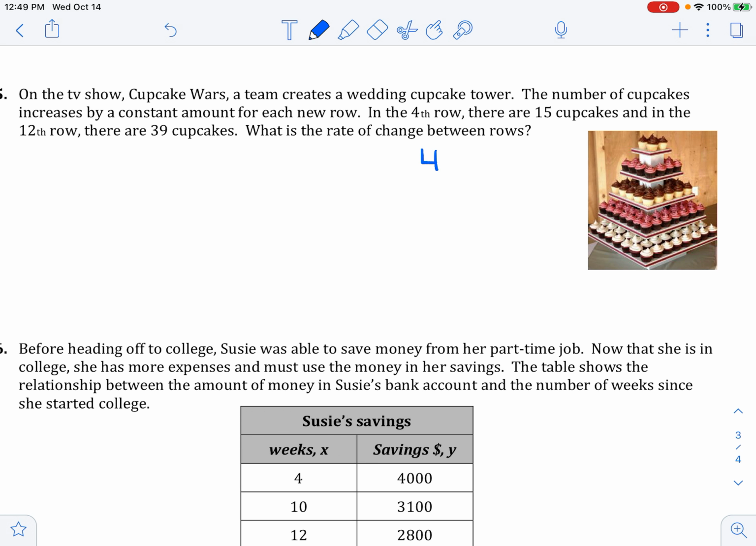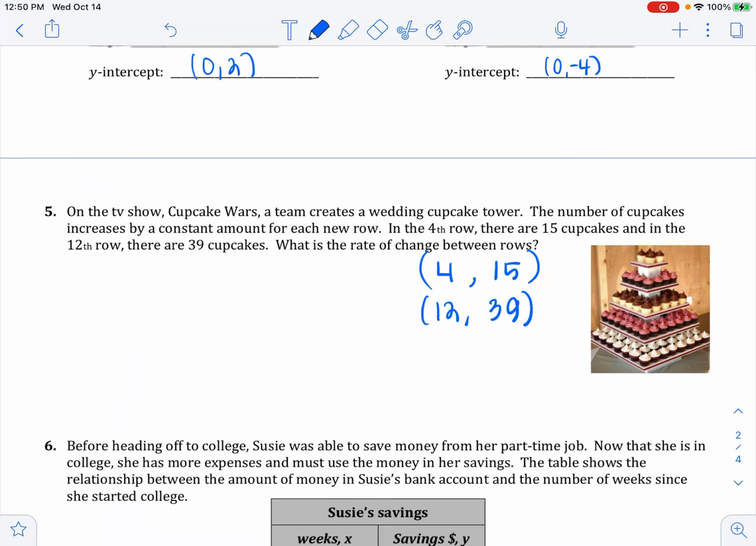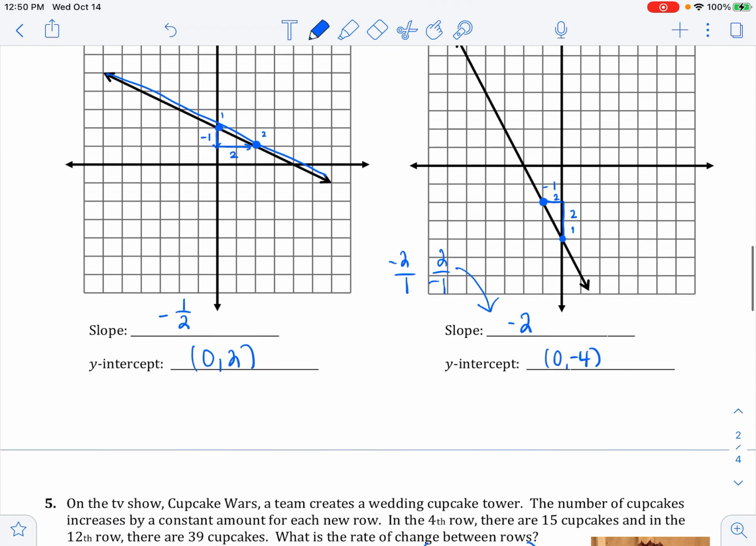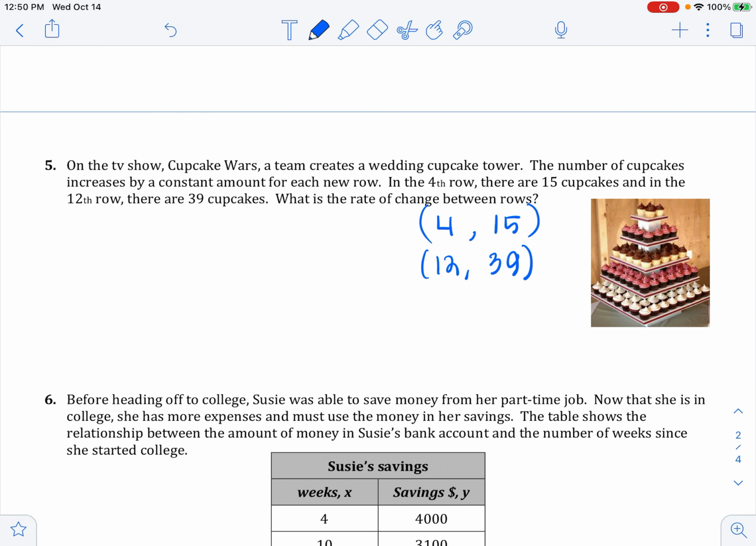So I'm going to write this down that in the 4th row, I know that I have 15 cupcakes. So in other words, I could also look at it as the point (4, 15). In the 12th row, I have 39 cupcakes. So I want to know how many are being added each row, okay, because it's the same amount each time. So I'm going to use the slope formula up here, y2 minus y1 over x2 minus x1, since I have two ordered pairs. It's the easiest way to do it.